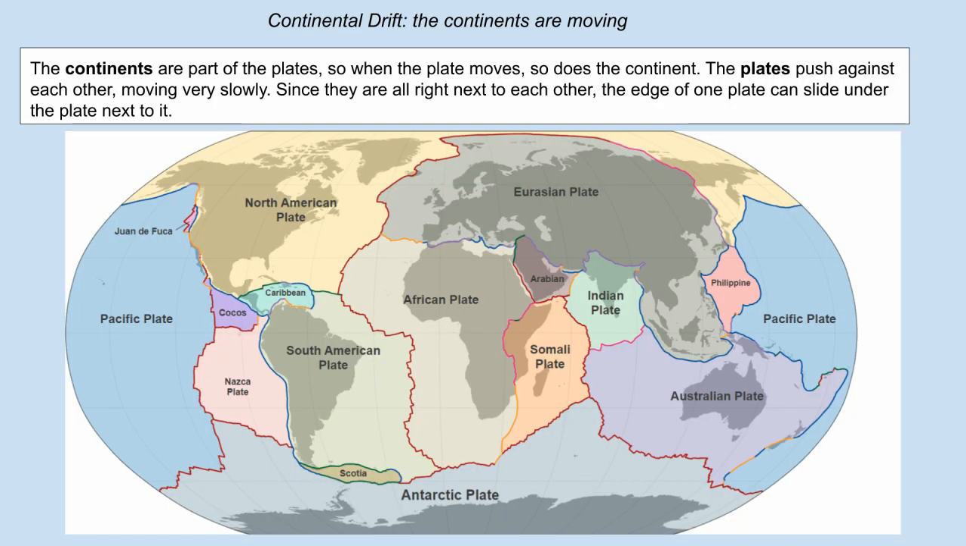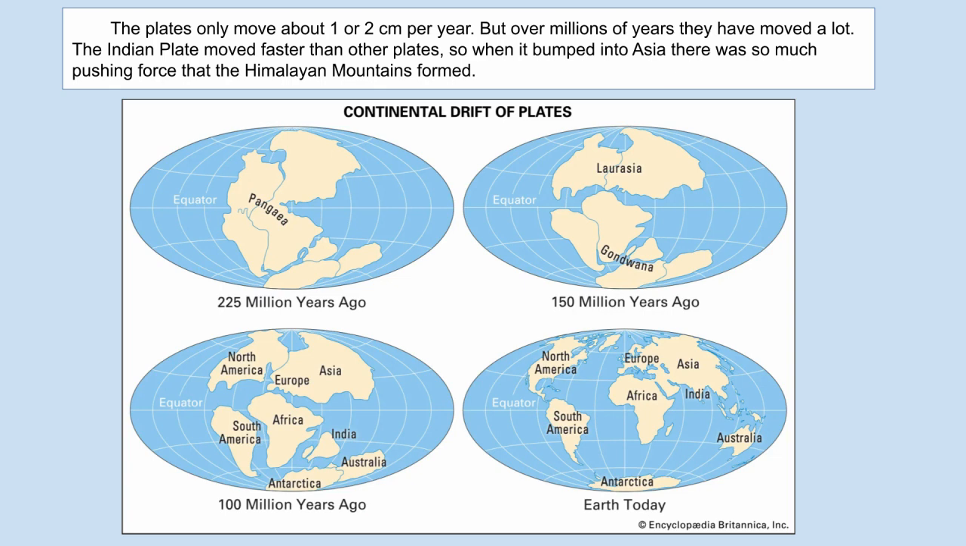Continental drift. The continents are moving. The continents are part of the plates. So when the plate moves, so does the continent. The plates push against each other, moving very slowly. Since they are all right next to each other, the edge of one plate can slide under the plate next to it. The plates only move about 1 or 2 centimeters per year, but over millions of years they've moved a lot.